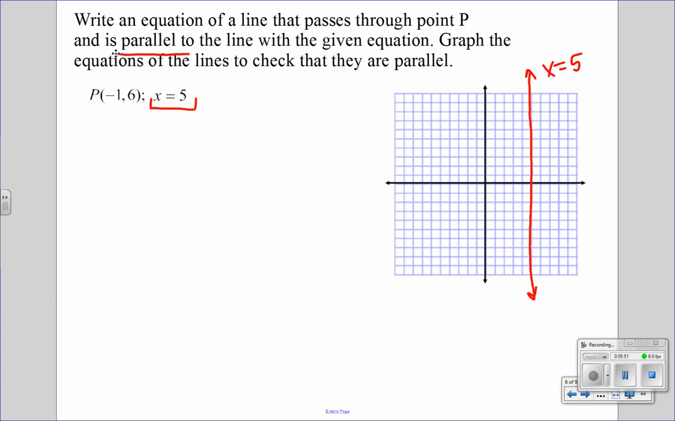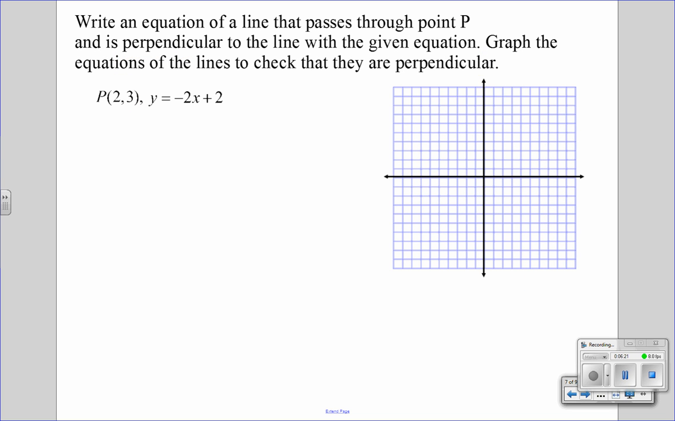But our line goes through point -1,6. So let's graph that, -1,6. Now the only line that can be parallel to a straight up and down line is another straight up and down line. So this is going to be x equals, and it's sitting at -1. There's our equation, and we've already graphed our two straight up and down lines. Now if it's y equals something, it's going to be a horizontal line.